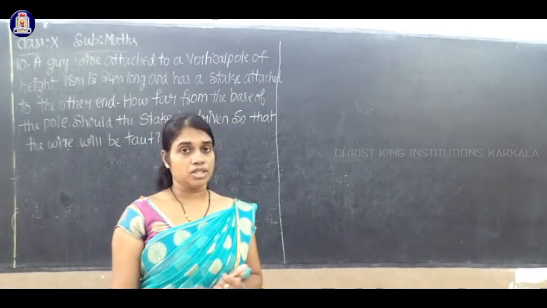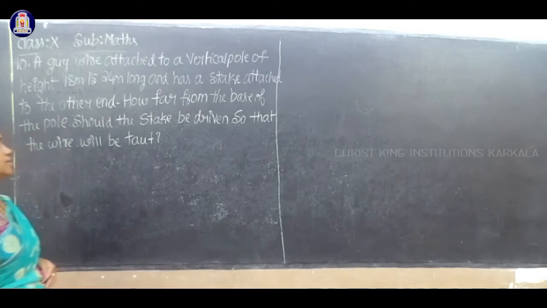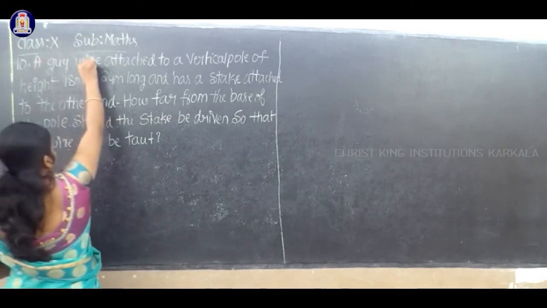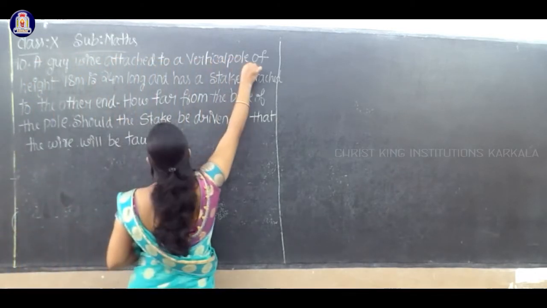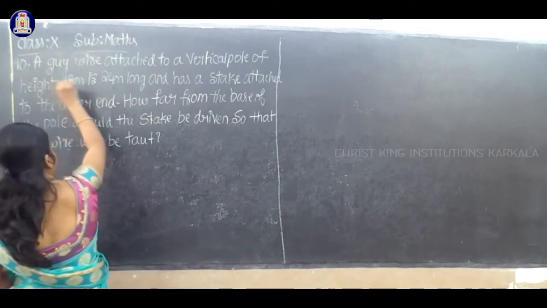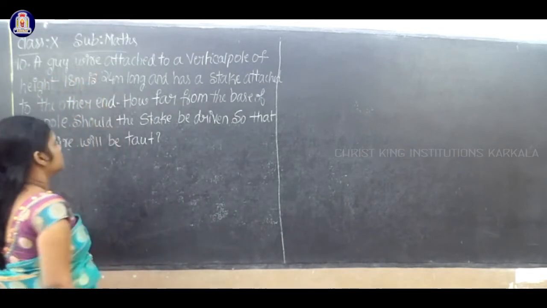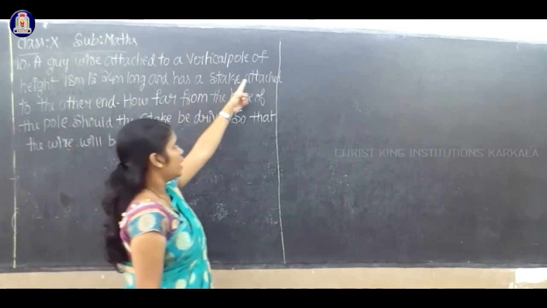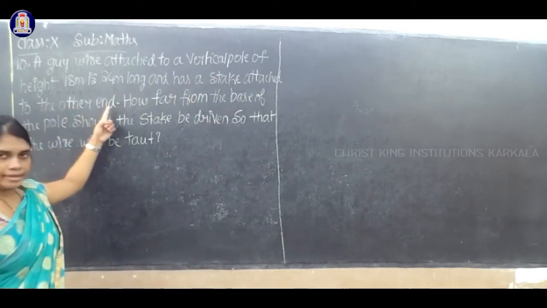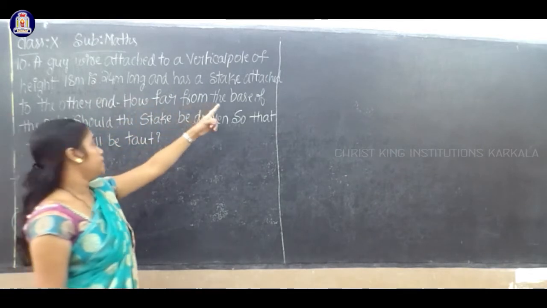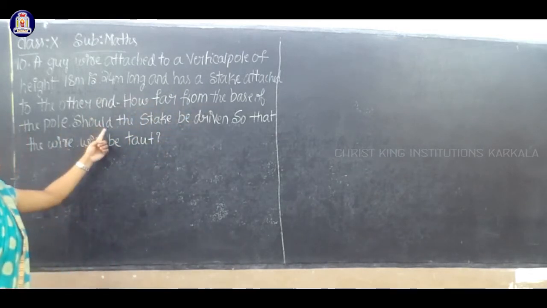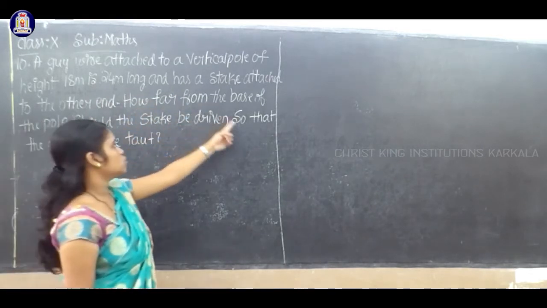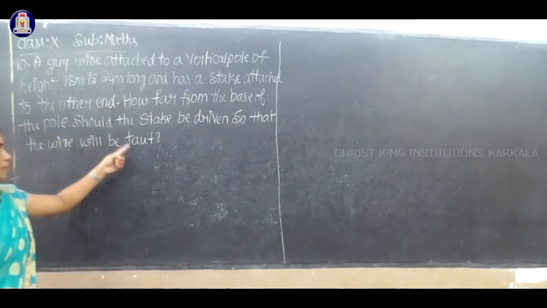Next question. This is a 2 marks question. Okay. See here. A guide wire attached to a vertical pole of height 18 meter is 24 meter long and has a stick attached to the other end. How far from the base of the pole should the stick be driven so that the wire will be taut?